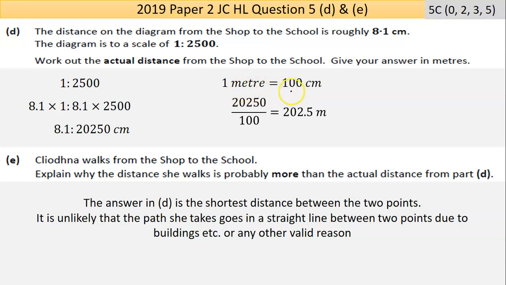Anyway, so 1 meter is equal to 100 centimeters, and so I'm dividing by that, so how many hundreds in this number. So you divide it, and I come out with 202.5 meters. So a hop and a skip.